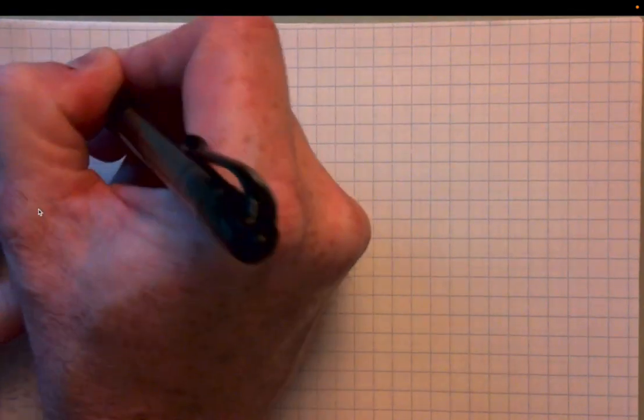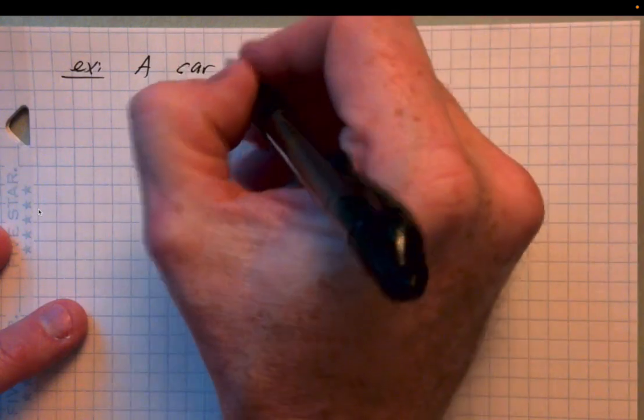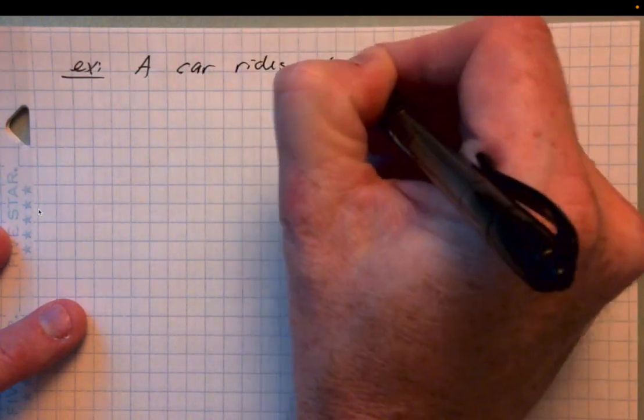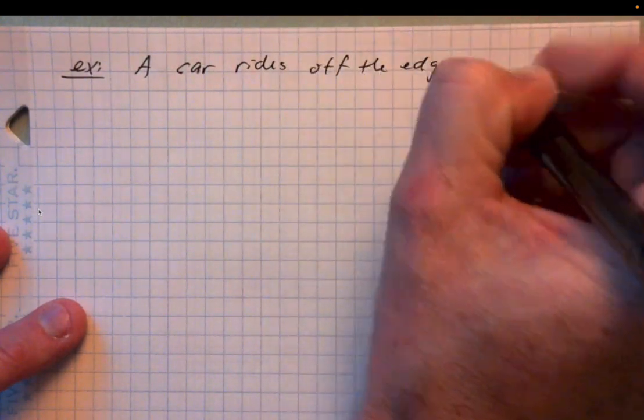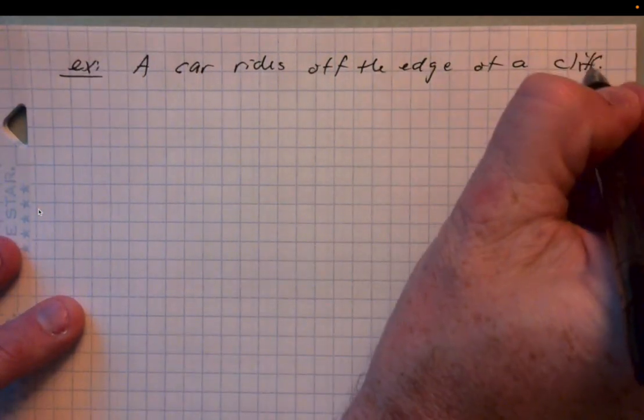So let's do an example of how this stuff can look. What kind of problems can we expect this type of model to address? So let's start with a straightforward example. Well, I think this one is actually less straightforward maybe than the cannonball, but I think it's a good example to start with. So we'll say that a car rides off the edge of a cliff.